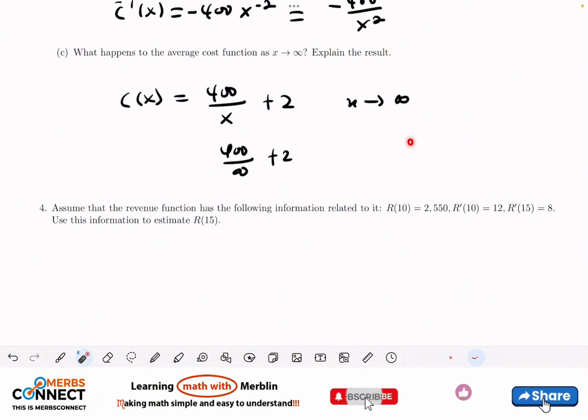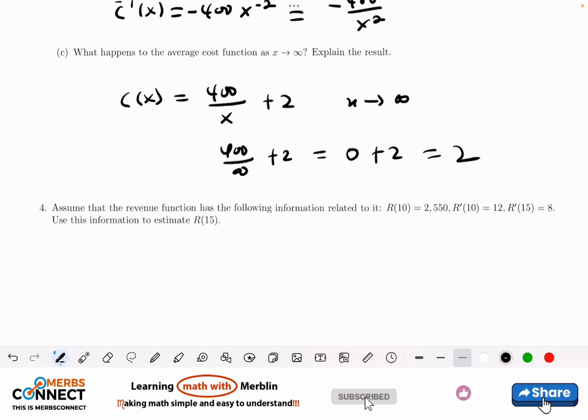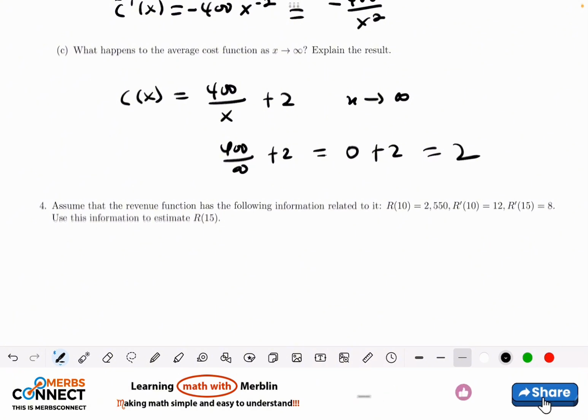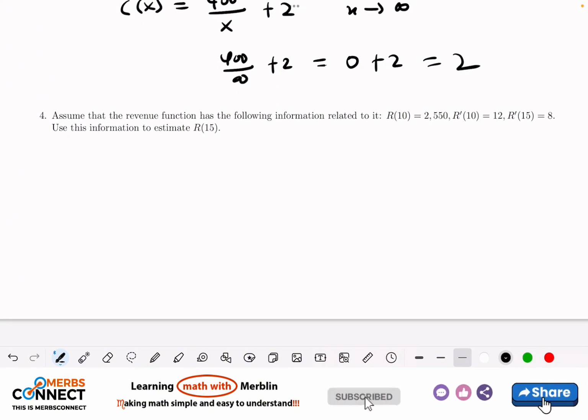You can think about it like having one orange and a big school, maybe UIC or any school, that is going to share this one orange. Just one orange that a lot of students are going to share. It means everybody will get something like 0 point something small, so it's almost 0. So this is going to be 0 plus 2, which gives us 2. So that is what we get from the average cost function when x is approaching infinity: 2.